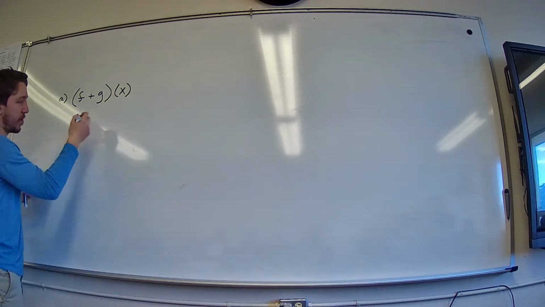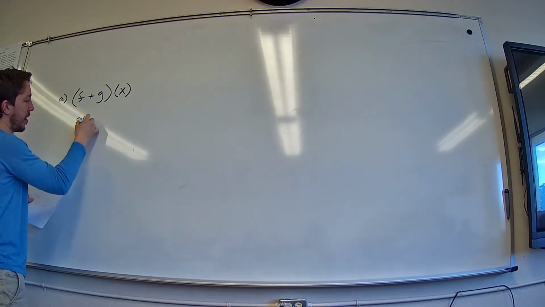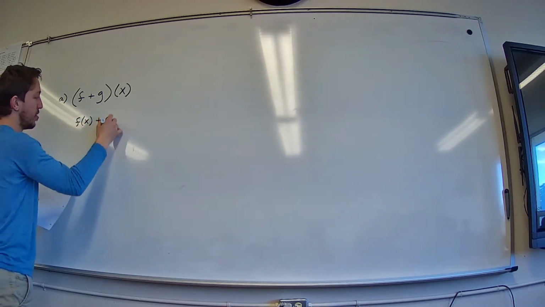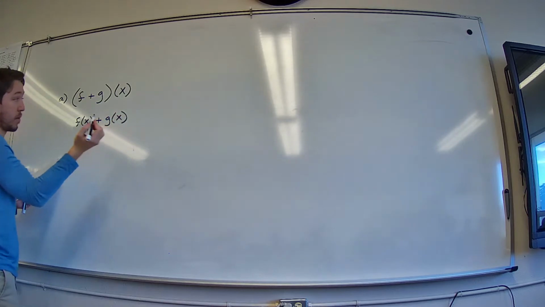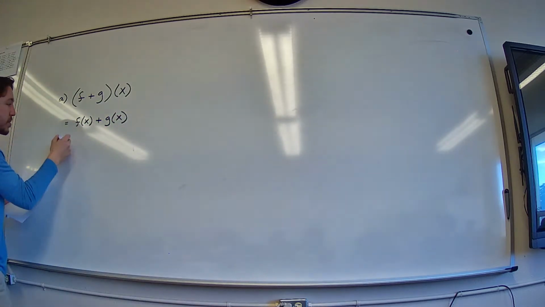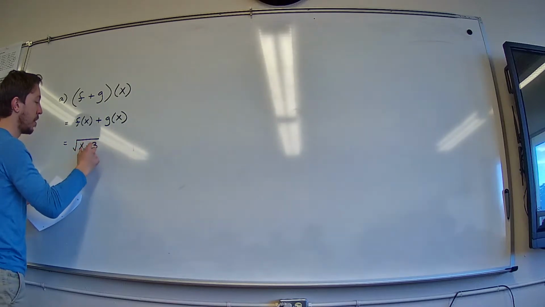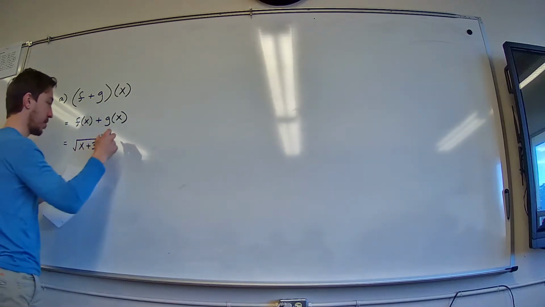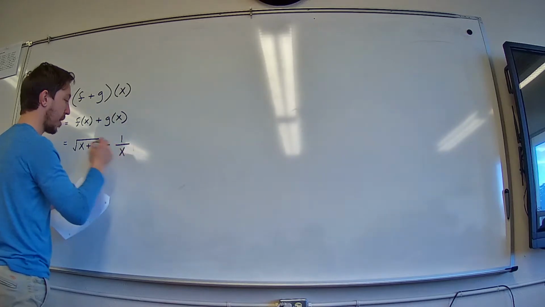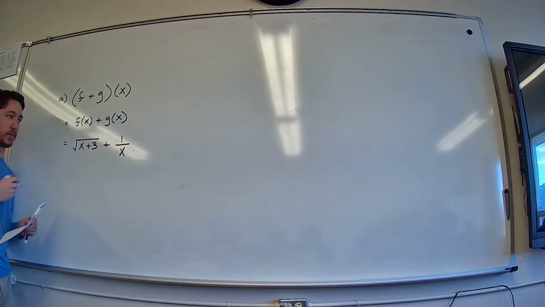F plus g of x. Remember, that's the same as saying f of x plus g of x. Okay, so pretty straightforward then. What's f of x? Root x plus 3. The square root of x plus 3. And what's g of x? 1 over x. Okay, now here comes the fun part. So in that case, that's pretty easy. I mean, you just add the functions up.